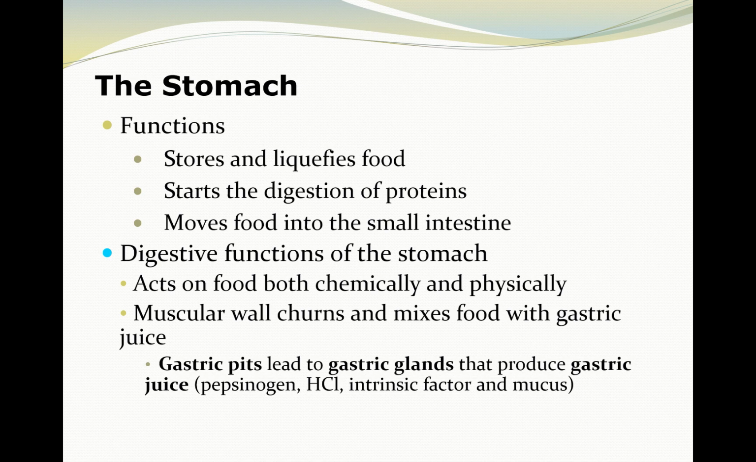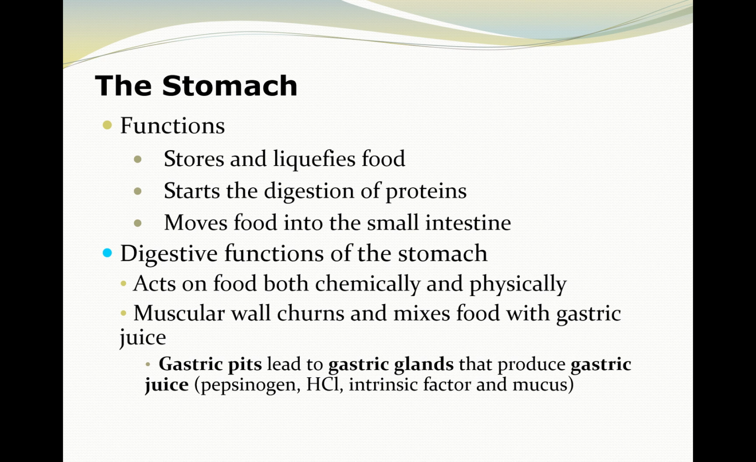So the stomach has several functions. It stores and liquefies food. It starts the digestion of proteins, and it moves food into the small intestines. So for the digestive functions of the food, it acts on food both chemically and physically. So the muscular wall will churn and mix foods with the gastric juice.